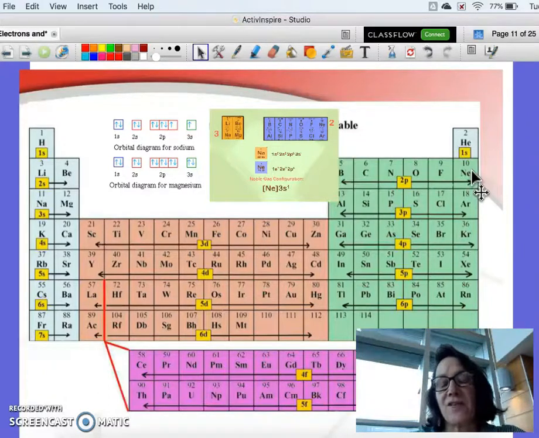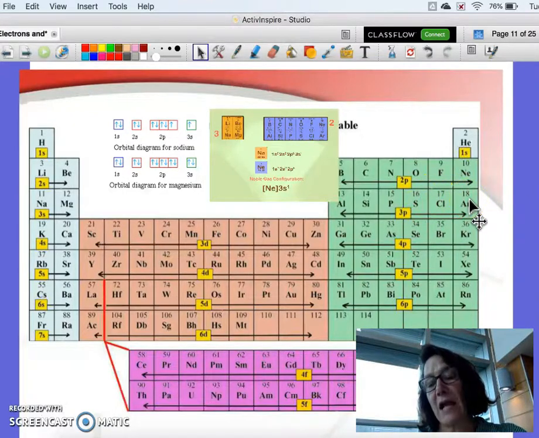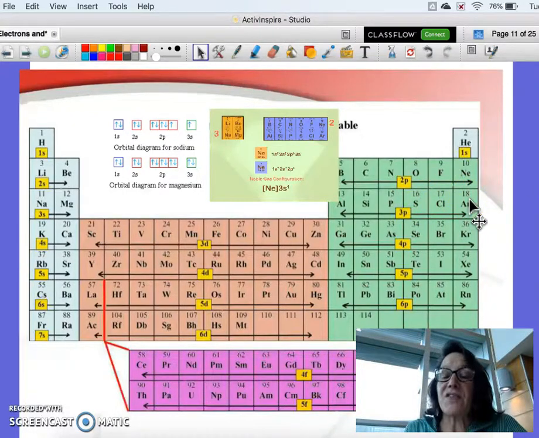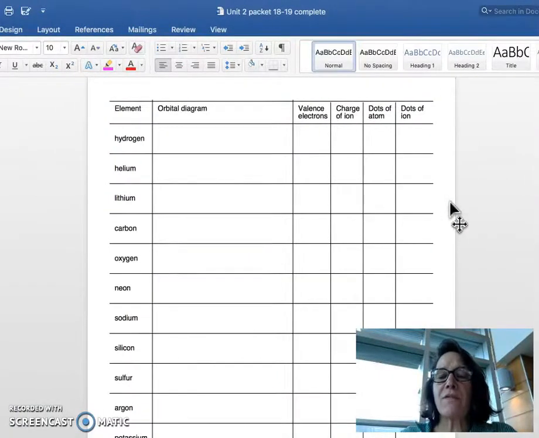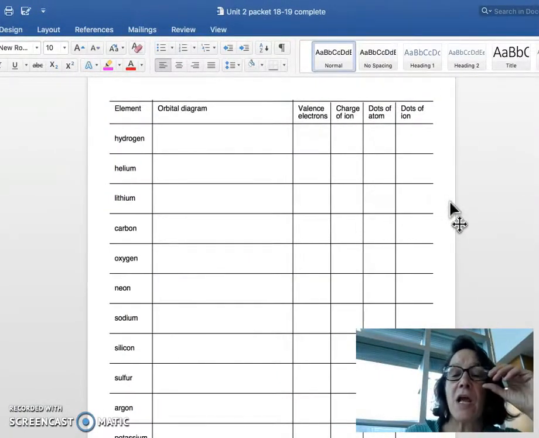On the opposite side of the spectrum, I think in class today we did sulfur. Sulfur has 1, 2, 3, 4, 5, 6. It has 6 valence electrons. It's going to gain 2 more and take on the noble gas configuration of argon. Since it gained 2 more electrons, it has a -2 charge. So I think we've kind of talked about all of the big ideas for orbital diagrams.